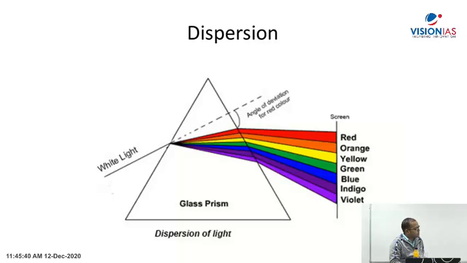Just see the prism. In the prism you can see the red one is deflected the least and the violet one is most deflected. The red one has a slightly higher speed, that is why the deflection is less, and the violet one has a lesser speed, hence the deflection is higher. So this is all about dispersion.